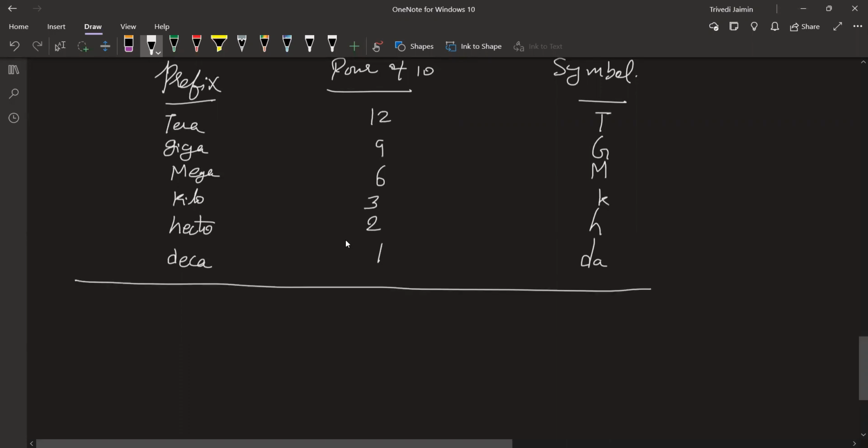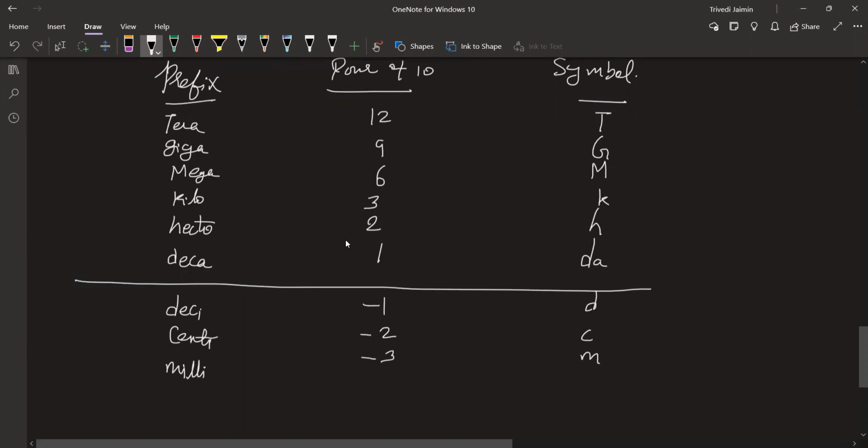Now below. Minus 1 means deci, which is denoted by small d. Second, centi, as in centimeter, minus 2, denoted by small c. Cm means centimeter. Minus 3, which is milli, denoted by small m.